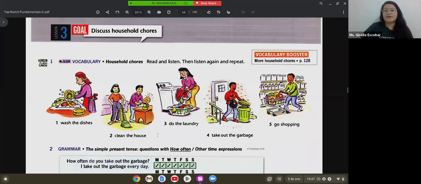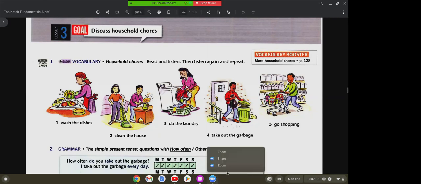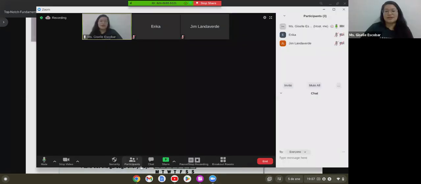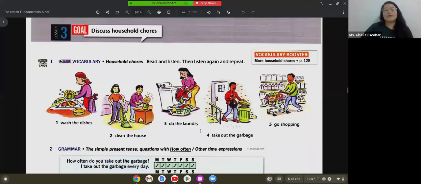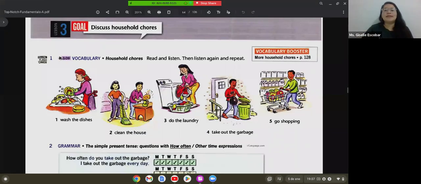As you can see here, 5 examples that we have: wash the dishes, clean the house, do the laundry, take out the garbage, go shopping. So those are household chores. Do you do household chores in your home? Yes, every day. That's good. That's something good. So guys, as you can see right here, we have 5 household chores that we can do.